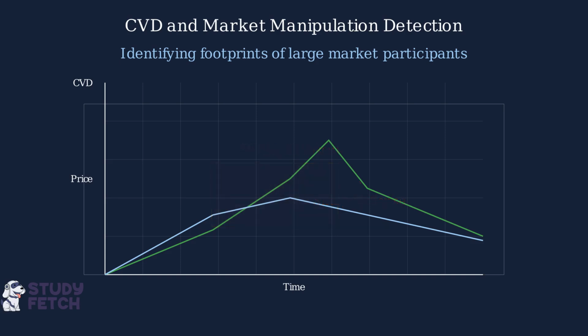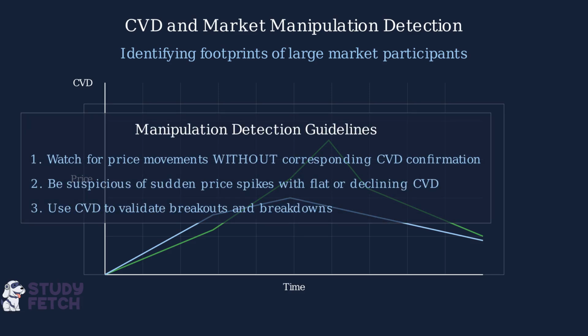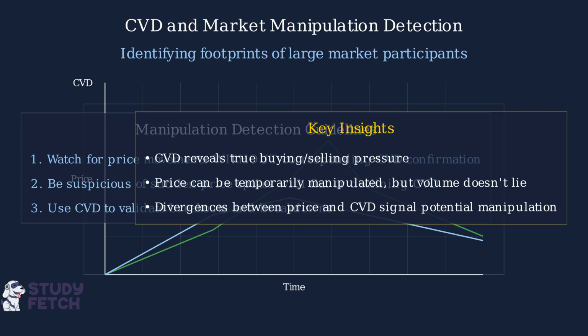To protect yourself from market manipulation, follow these detection guidelines. First, watch for price movements without corresponding CVD confirmation. Remember these key insights. CVD reveals true buying and selling pressure. While price can be temporarily manipulated, volume tells the true story. By monitoring divergences between price action and CVD, you can avoid false breakouts and breakdowns engineered by large market participants.